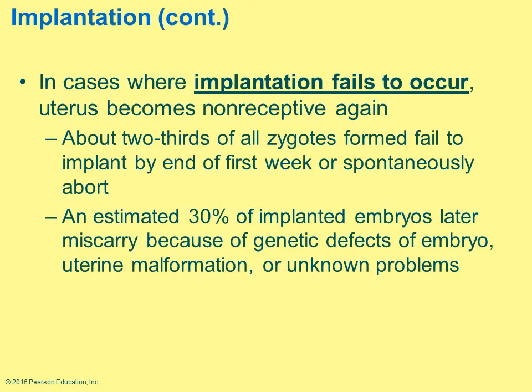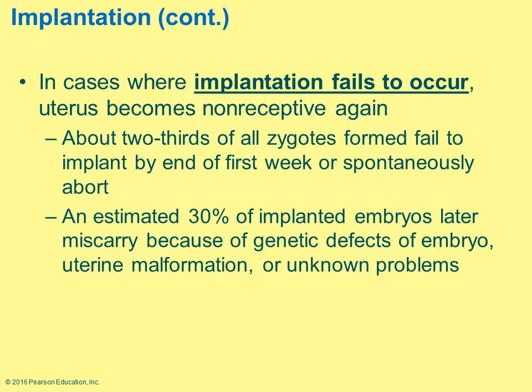If implantation fails to occur, then basically the uterus is not receptive, and essentially what happens is what we call spontaneous abortion. The developing zygote will not be able to implant, and it is released. It's estimated that of those zygotes for which implantation does occur, about 30% of them are probably going to miscarry.